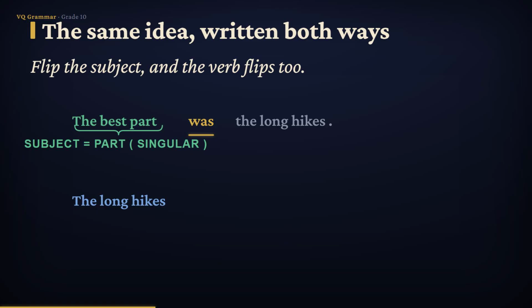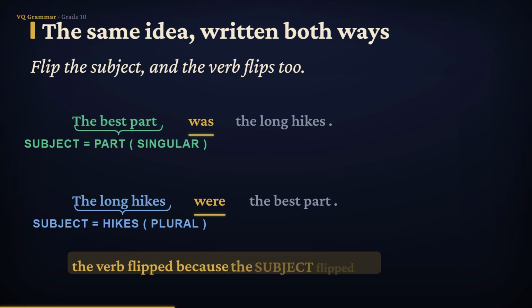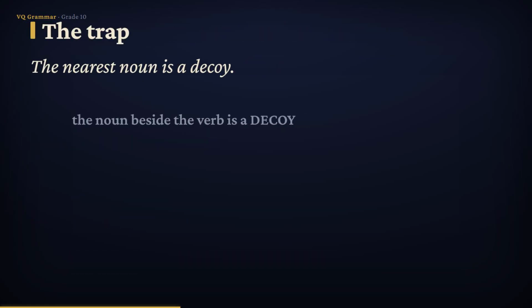Now let's say the very same thing the other way around. The long hikes. Now those are the subject, and hikes is plural. So the verb has to be were. And what follows the verb this time? The best part, now serving as the predicate nominative. Same trip, same hikes, same opinion, but the verb flipped, and it flipped for exactly one reason. The subject flipped.